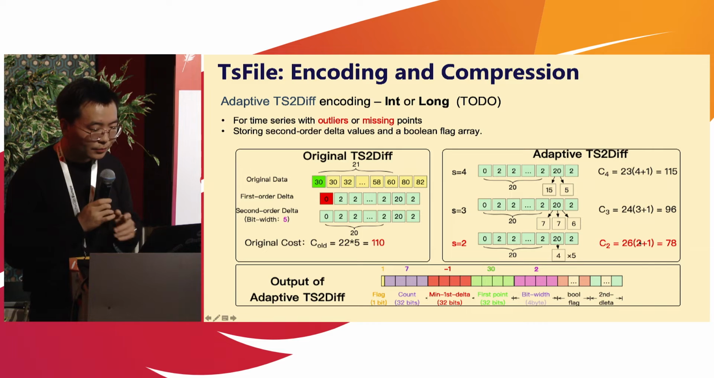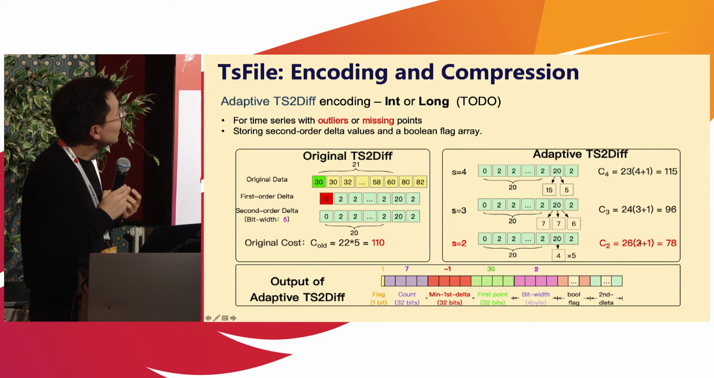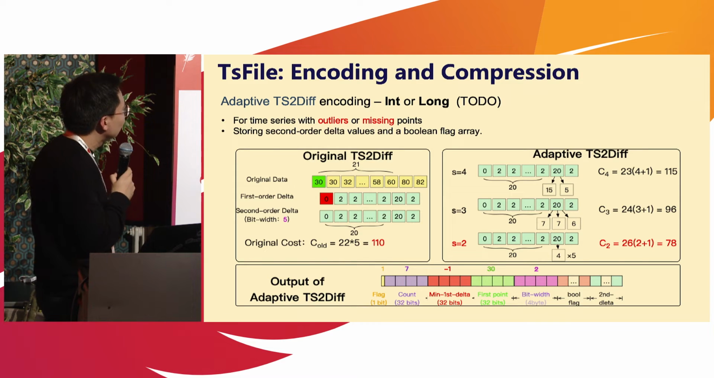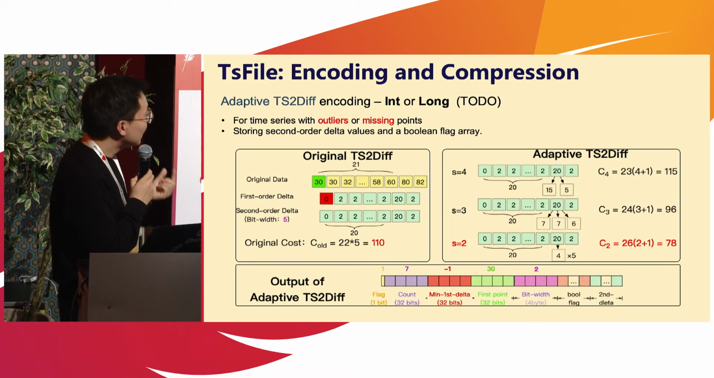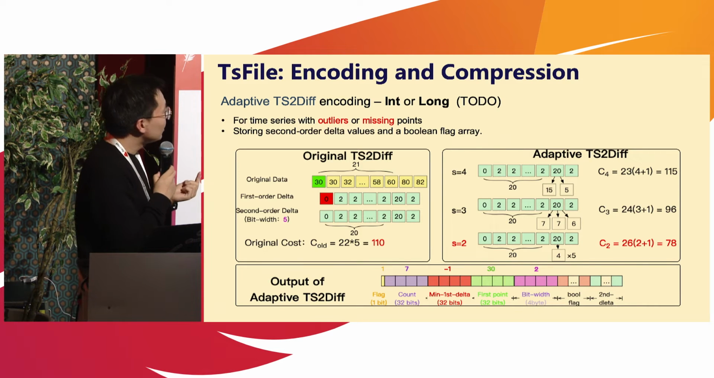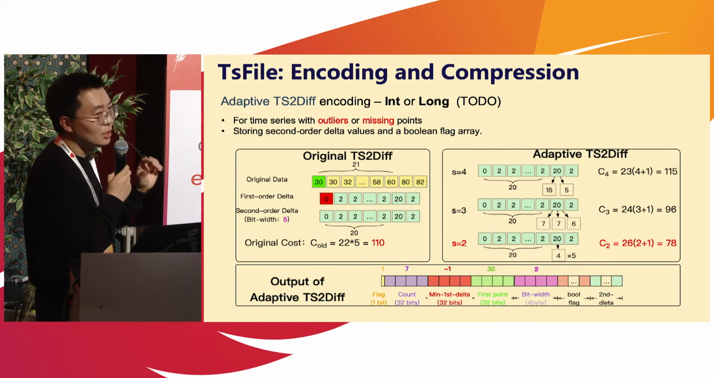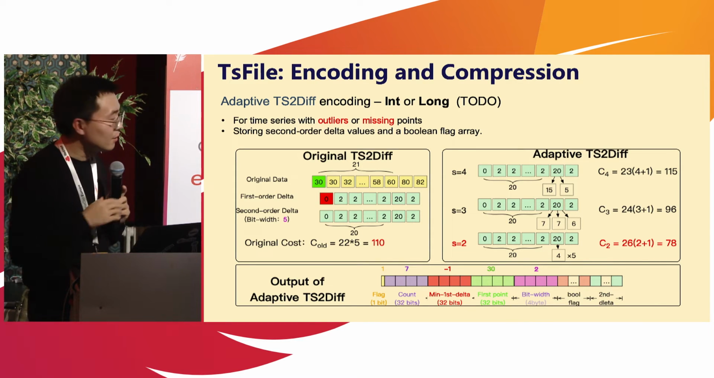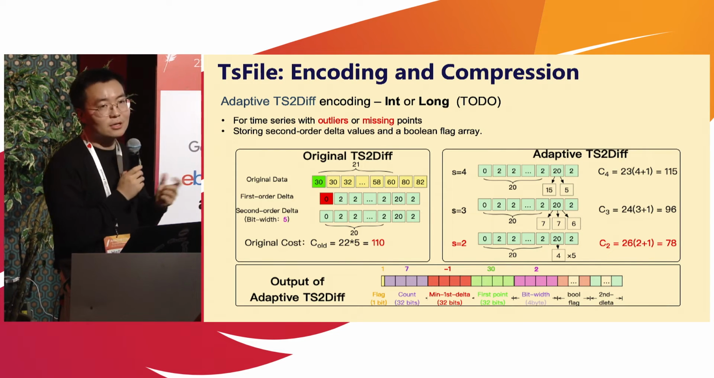This is a detail about our adaptive encoding method. Actually, using this algorithm, we can check which point is better to split a page into several pages, and we may fill some missing points to get a better compression ratio.